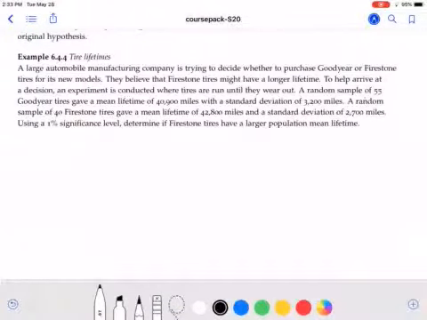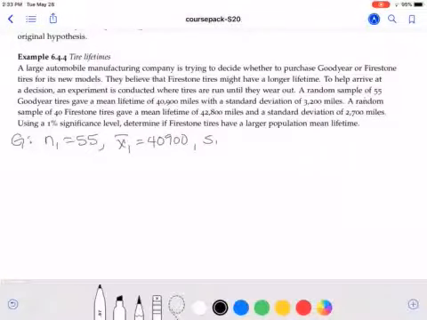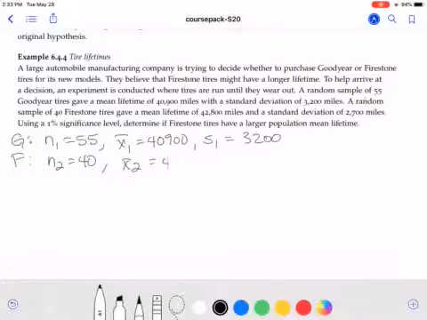Our first sample, which is looking at our Goodyear tires, I'll label as a G over here. It has a sample size of 55 tires, so I'll let that be group 1 and n1. We have a mean, x bar 1, of 40,900, and a standard deviation, s1, of 3,200. We have another sample of Firestone tires. We have 40 there. Our mean is 42,800, and our standard deviation is 2,700.